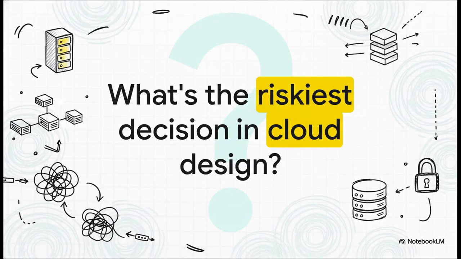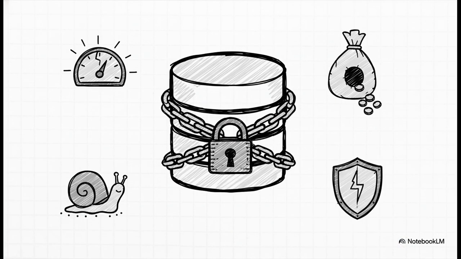So, let me ask you something. When you're sketching out a new solution in Azure, what's the one choice, the single decision that carries the most long-term risk? I mean, is it the compute, maybe the networking? Nope, it's choosing your data storage. And let me tell you, if you get this wrong, you could be locking yourself into a solution that just tanks performance, blows up your costs, or even worse, creates these huge security nightmares down the road. It's a choice that touches everything.